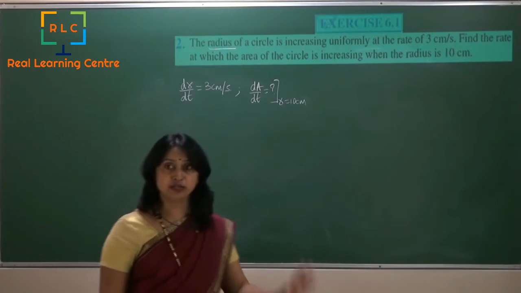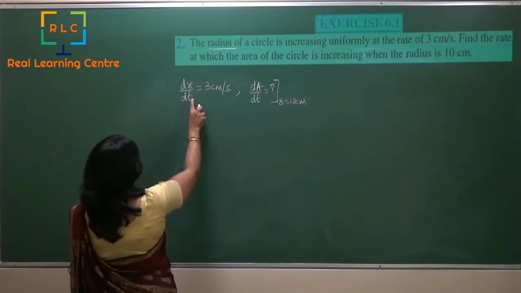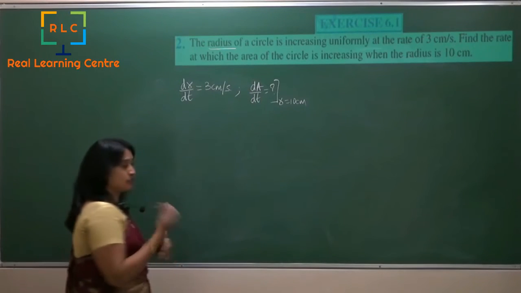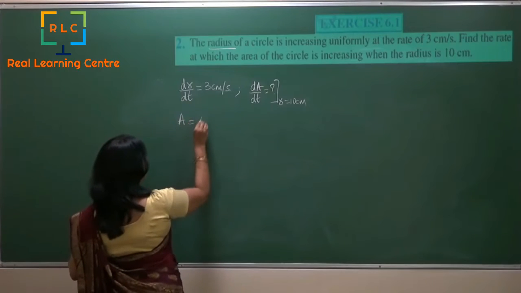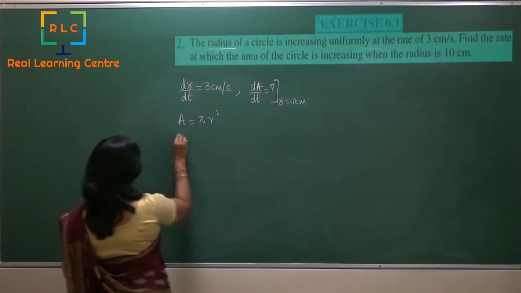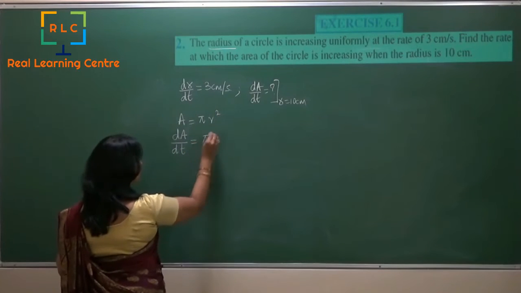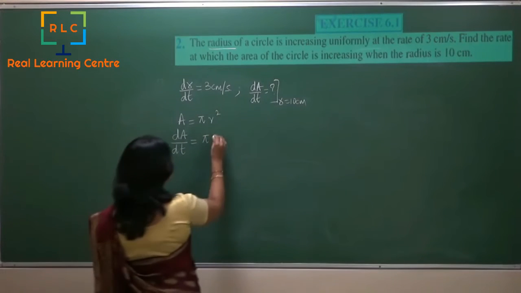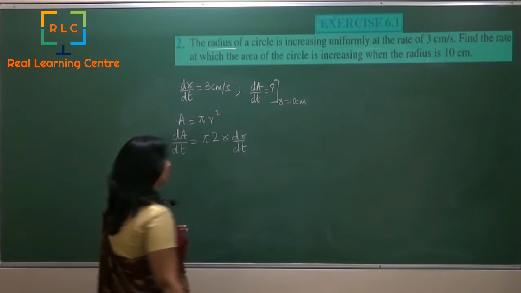Okay, so let us start now. It's a very small problem. They have given the numerical value for radius, and it is questioned about area, so start from area of the circle. Area is equal to pi r square, and we'll differentiate it with respect to time. dA by dt is equal to pi into r square. Differentiation would be 2r into dr by dt.